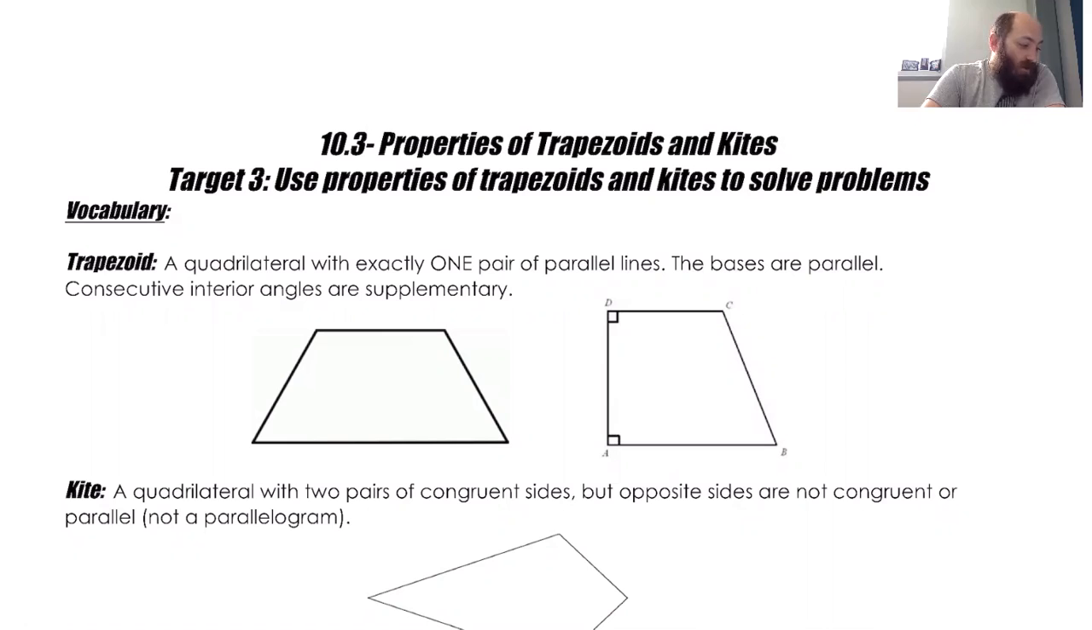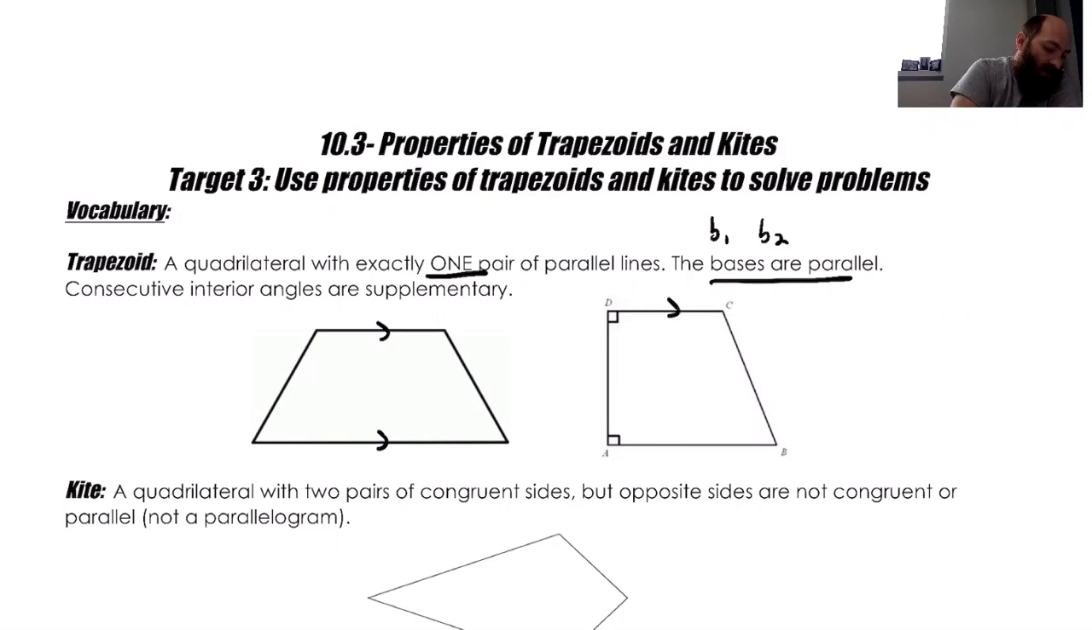To start, let's talk about what a trapezoid is. A trapezoid is a quadrilateral with exactly one pair of parallel lines. The bases are parallel. I would call them B1 and B2. It's weird to call something multiple bases, but that's the parallel lines in a trapezoid. I'm going to show on here these are parallel, and then these are parallel. That's what makes these both trapezoids.